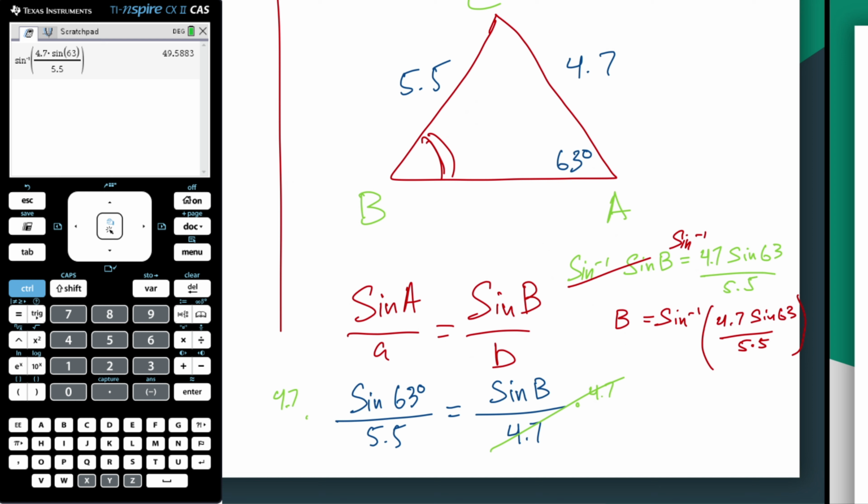Okay, and we're back. I figured out it didn't want to give me the answer because I didn't put the parentheses around the sine of 63. Again, that's just exclusive to this calculator. But I took the inverse sine of that whole right side, and you can see that we get an angle of 49.5883. I'm going to round it, so angle B is approximately 49.59 degrees. So we just figured that out.